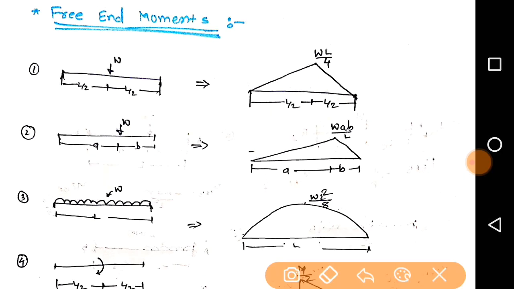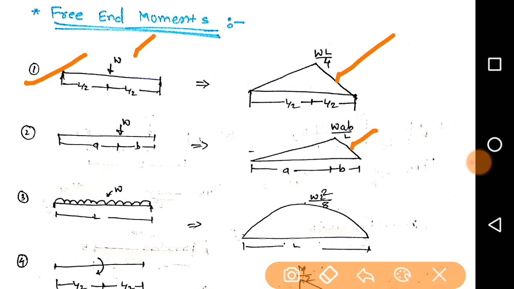That shapes are when the free end, that is free beam, carries a central point load. So what will be the free bending moment diagram? The shape is like a triangle, and the maximum free bending moment will be WL by 4. When an eccentric point load is acting, the diagram varies.